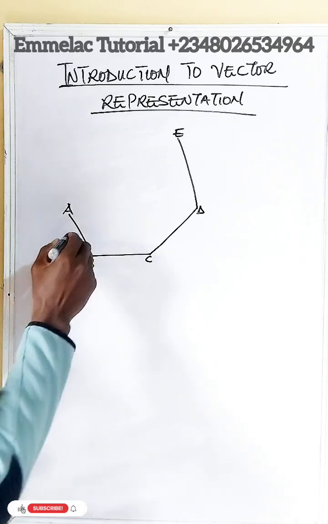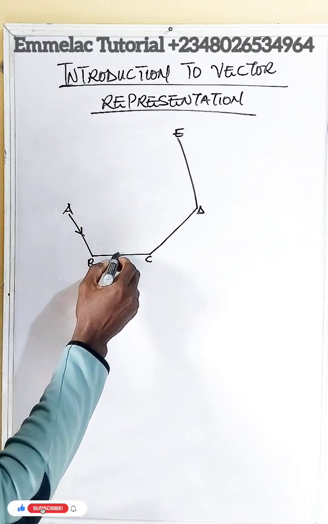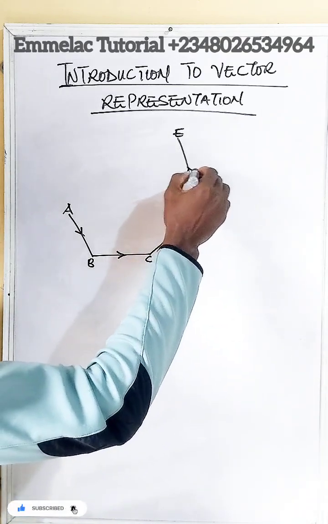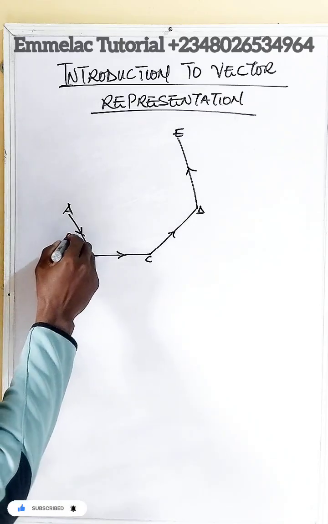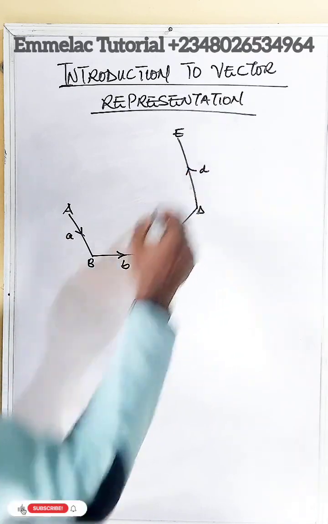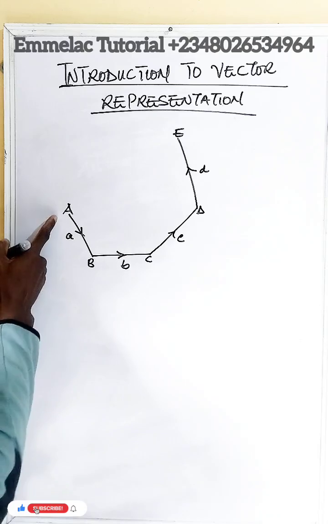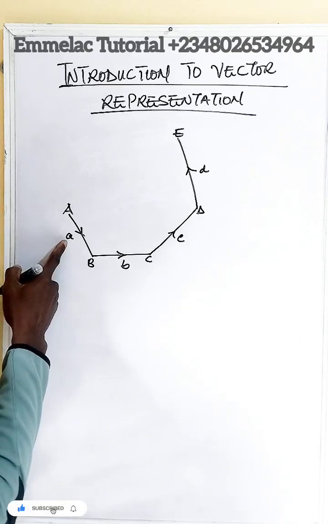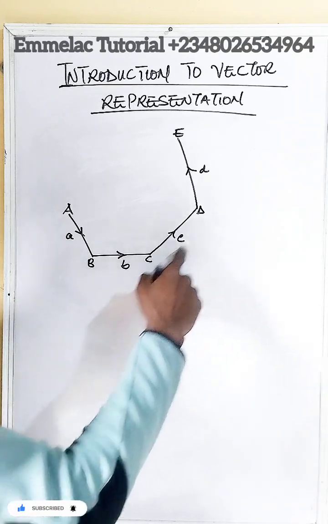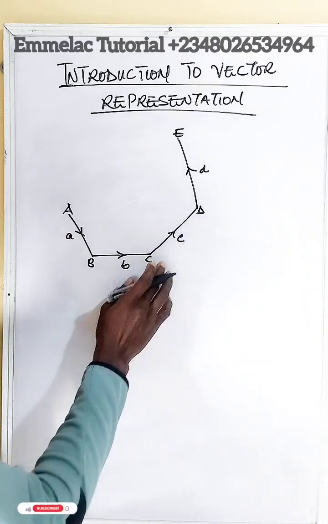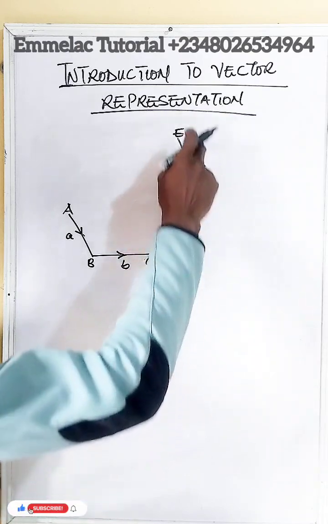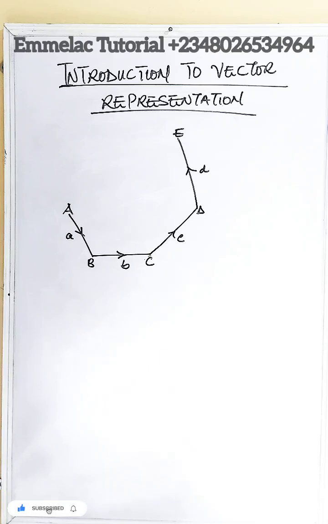Right, now the direction is in this form. So if we can represent this as A, this is B, this is C, and this is D, which implies that the magnitude from A to B is small letter a, from B to C is small b, from C to D is small c, take note this is just a capital letter C, and from D to E is a small letter d.